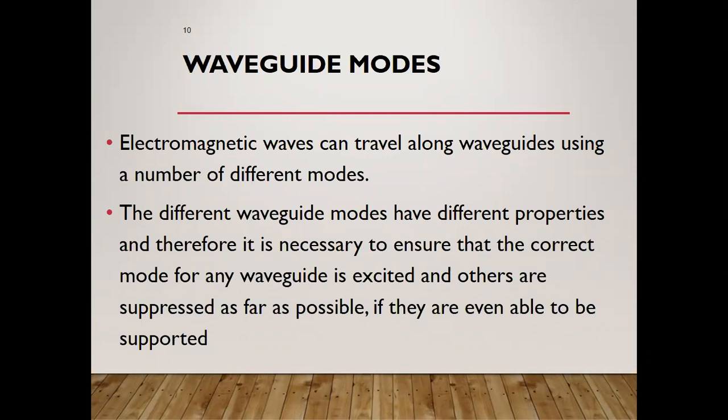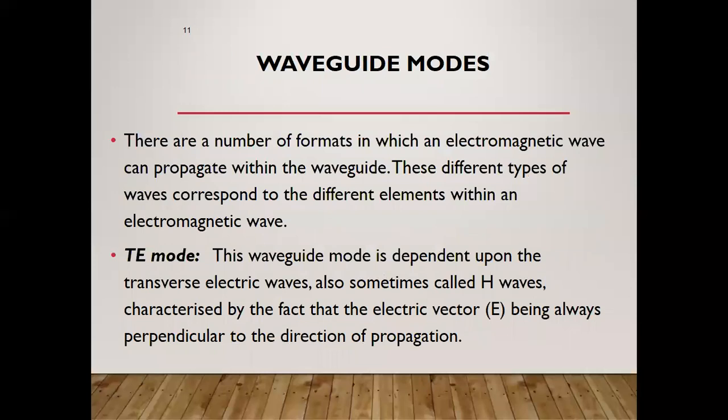The different waveguide modes have different properties, and it is necessary to ensure that the correct mode for any waveguide is excited and the others are suppressed as far as possible. So in short, while the wave propagates in the waveguides, there are various modes by which the wave can travel, and each and every mode has different properties. Keeping your application in mind, you can pass your signals in that particular mode. What are those particular modes? We will see here. We know electromagnetic waves propagate in waveguides, but how are those modes possible by which you can pass your signals?